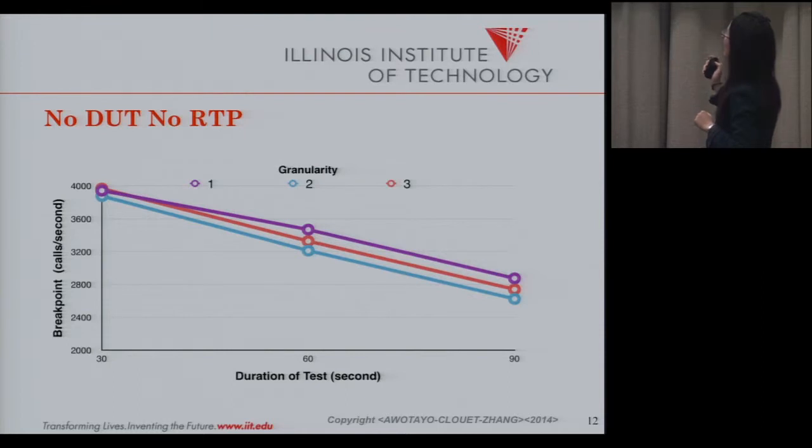So here is the graph to describe the relation between the breakpoint and duration of test. You can see no matter what granularity we use, we get a lower breakpoint when our duration of test is longer. But if we raise the duration of test to 10 minutes or 15 minutes, the value of breakpoint approaches a constant number. This test was already done by a previous student.